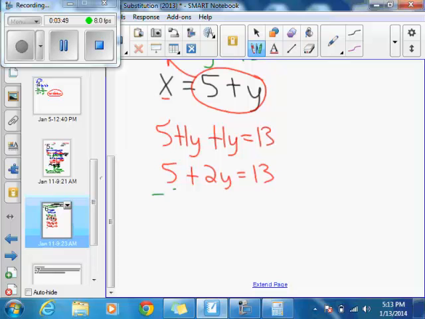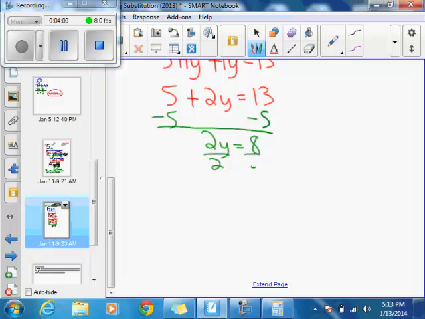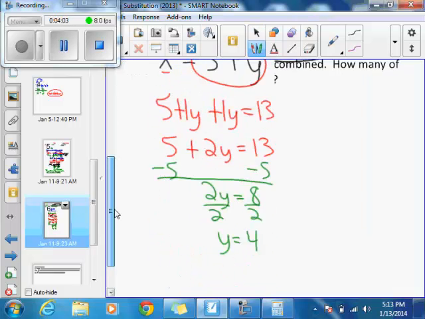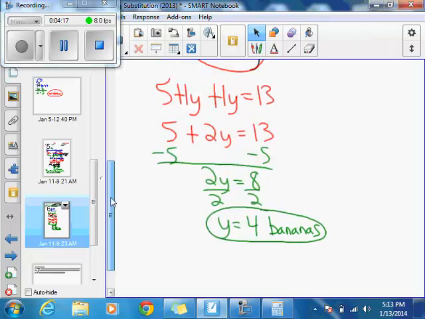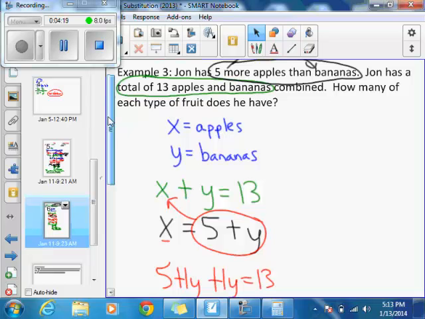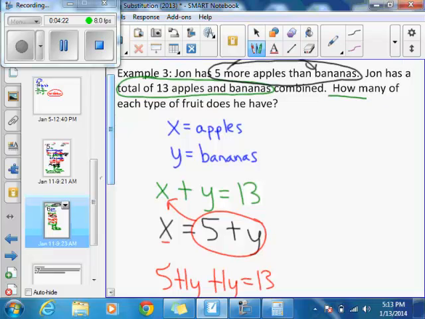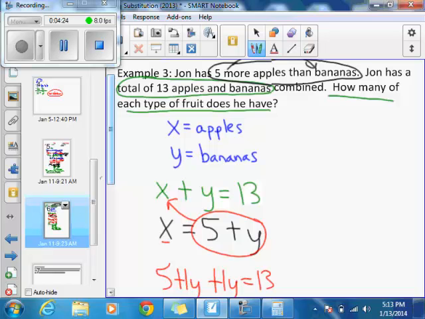I'm going to subtract 5. So we get 2Y equals 8. Divide by 2. We get Y equals 4. And what did Y stand for again? Y stood for how many bananas? So that tells me that I have 4 bananas. Okay, and that's important. Does that answer my question? My question asks, how many of each type of fruit does he have?